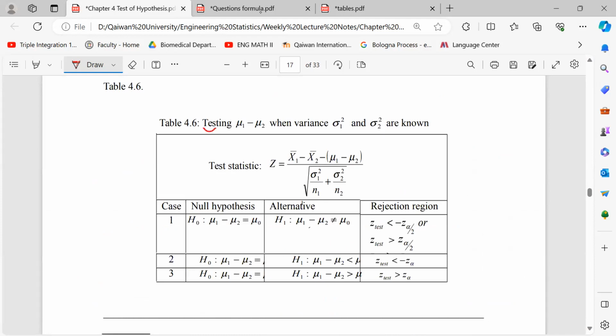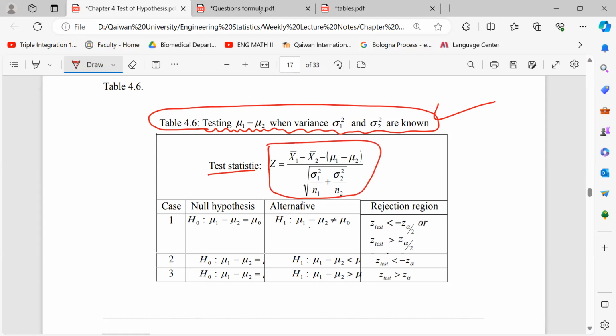We say testing mu1 minus mu2 when variances are known. Here we have two cases: if the variances are known or if the variances are unknown. If the variances are known, I mean the variance for the first population and for the second population are given, we use the test statistic in this formula.